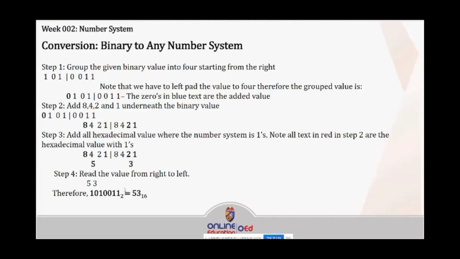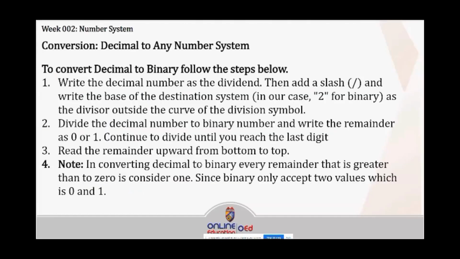Therefore, the binary 10100011 is equivalent to 53 base 16, or the hexadecimal 53. That's how you are going to convert it into hexa. So now we're done with the binary. Now it's the turn of the decimal for the conversion.